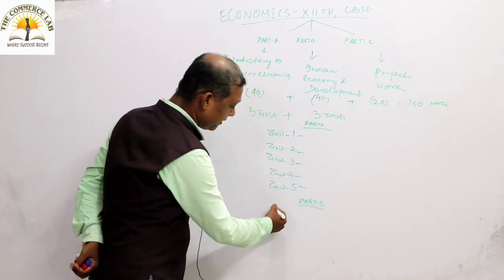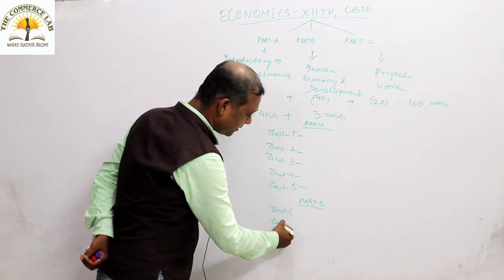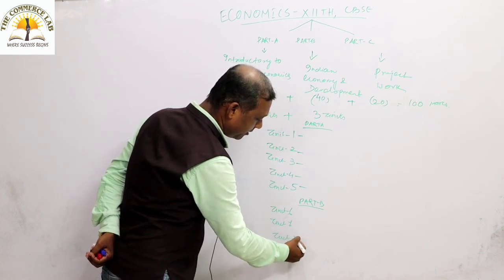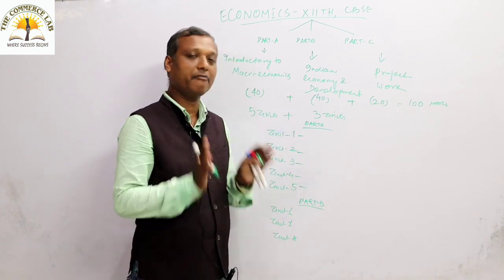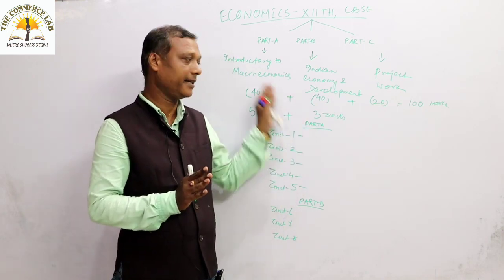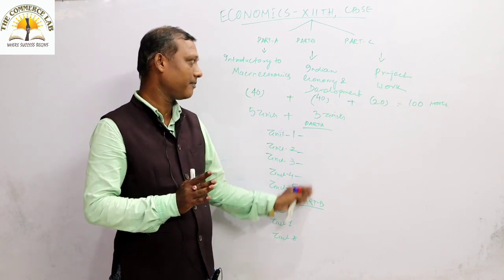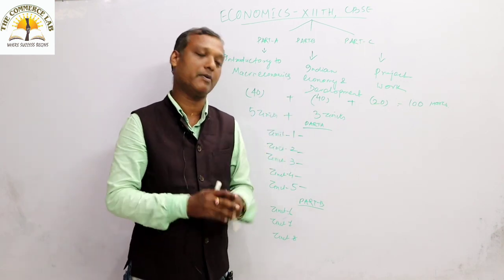Part B we can write unit 6, then unit 7, then unit 8. Understood? 1, 2, 3, 4, 5 units of part A, that is your macroeconomics. 6, 7, 8 or 3 units of your part B, that is your Indian economic development. All together comes to our syllabus, entire syllabus.